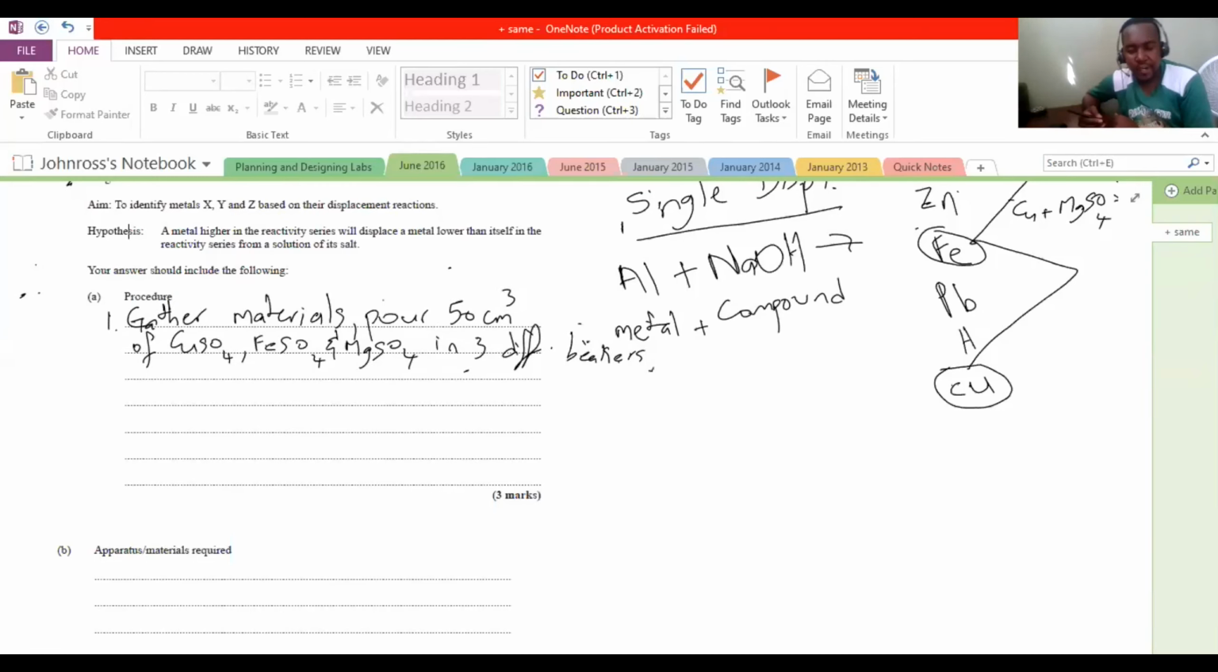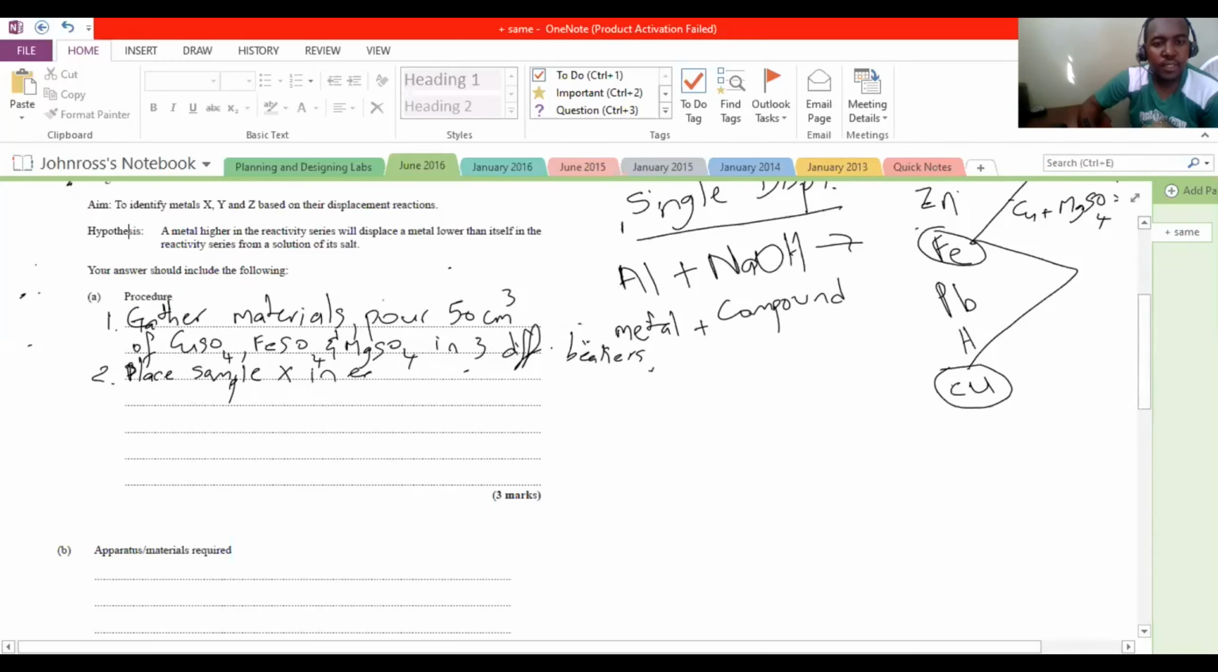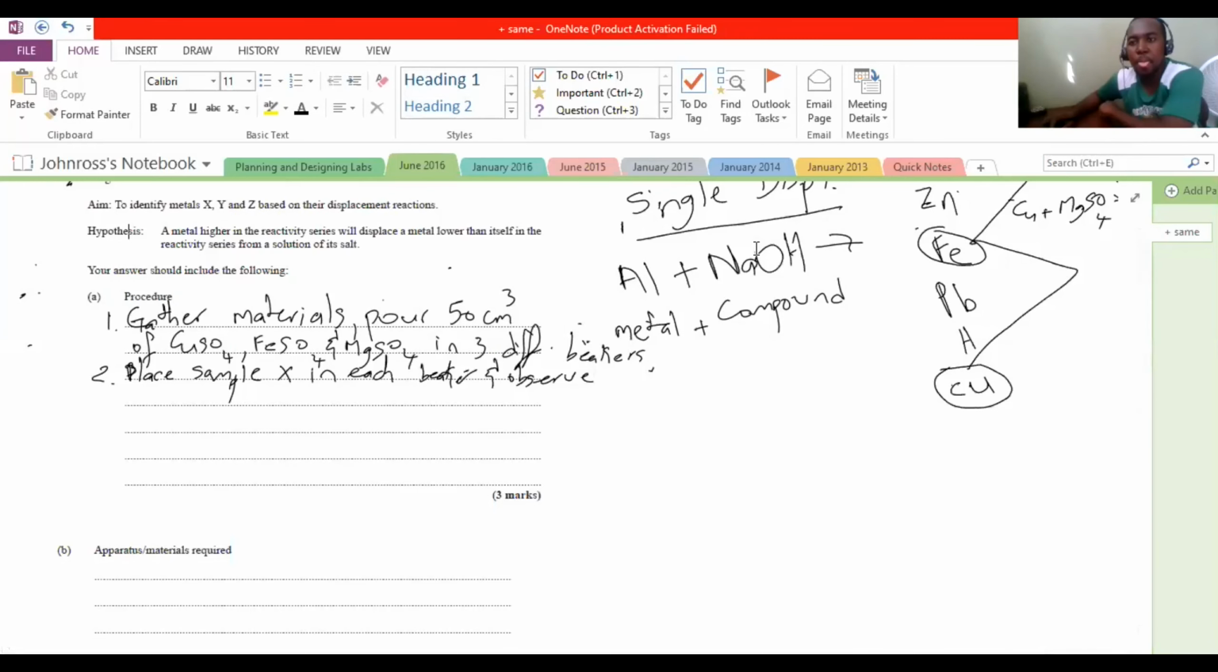beakers. All right, and then we're going to place sample X in each beaker and observe. What do we observe here? Because you can't just say observe, you have to tell your reader what they should observe. What do you think we would observe in this case? The reaction. So how would you know the reaction though? All right, as I said, color change, great.